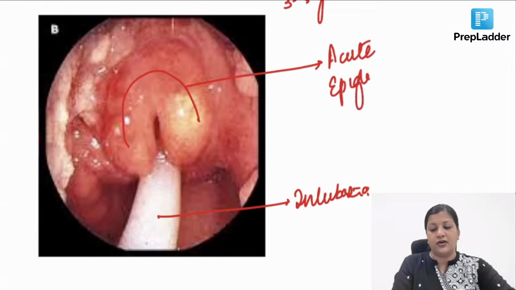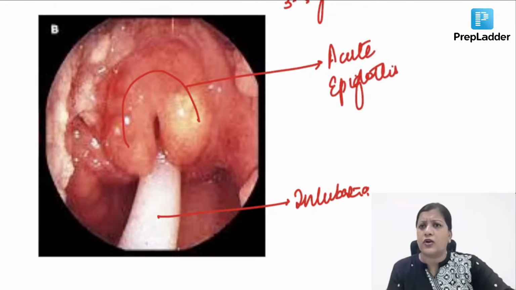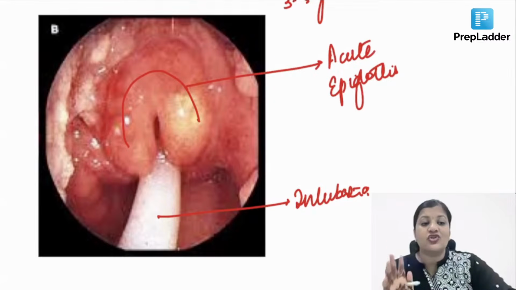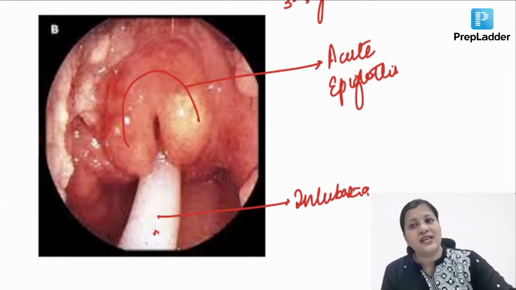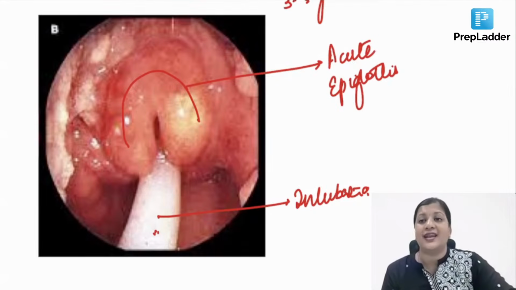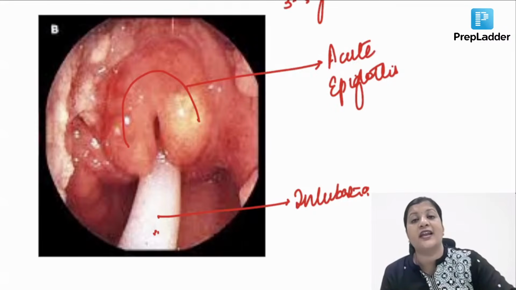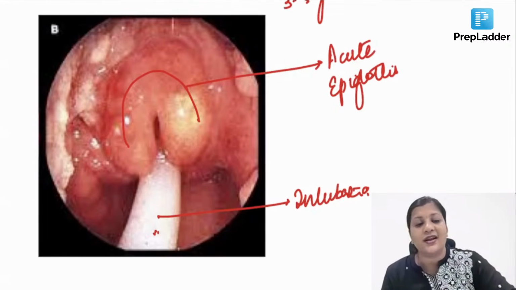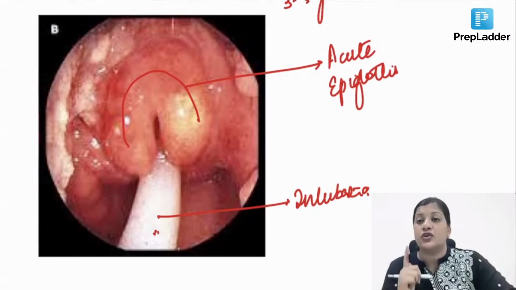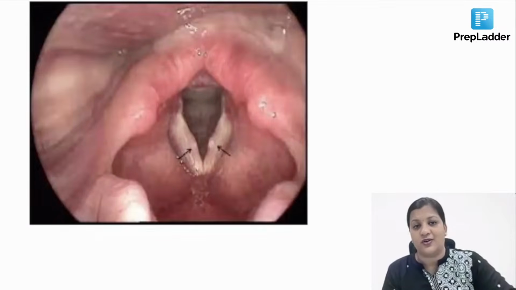Yes, acute epiglottitis. Now you'll tell, ma'am, in acute epiglottitis, you told we should not examine the larynx and examination is contraindicated. Then how did you take a picture, ma'am? This can be a question. But look, is the child having the airway secured by the endotracheal tube? Yes. After securing the airway, you can examine the larynx. But if you do it without securing the airway, the child can enter into laryngospasm and can collapse immediately. So never examine in acute epiglottitis.